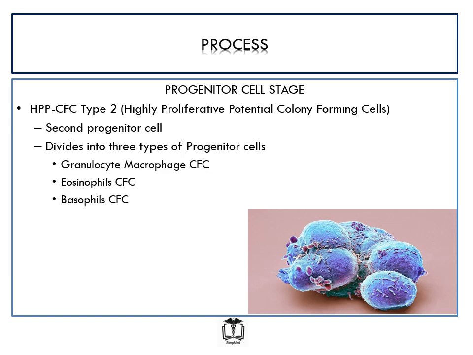Now, the highly proliferative potential colony forming cells type 2, the second progenitor cell stage, further divide into subtypes of progenitor cells, which we'll talk about next. This includes the granulocyte macrophage colony forming cells, the eosinophil colony forming cells, and the basophil colony forming cells.